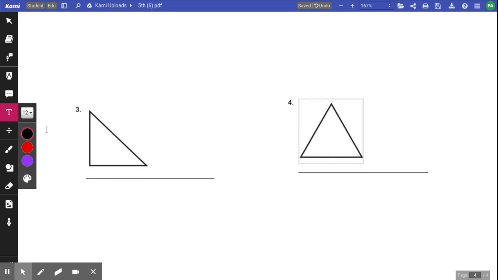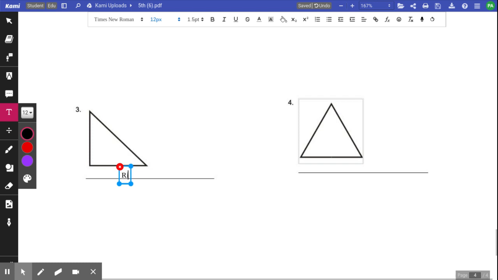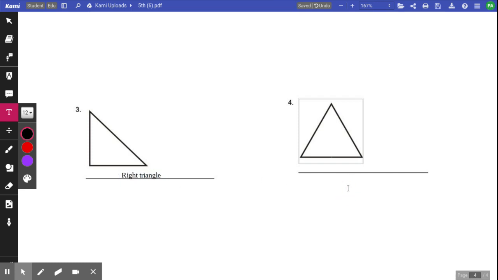Number 3, we see that there is a perfect right angle over here, like a square. So this is a right triangle. And number 4, we see that all 3 sides are equal, the same, and all 3 angles are the same. So you get an equilateral.